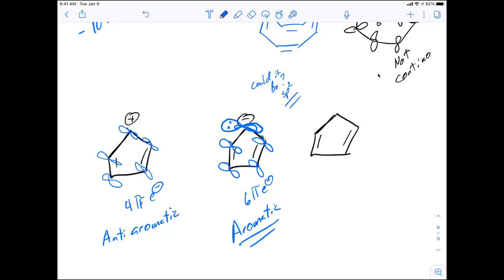So the next one, let's take a quick look at that one. Now, instead of that electrons, I have 2 hydrogens, right? Can I do anything with this sp3? No. So therefore, this is not continuous. This is non-aromatic.